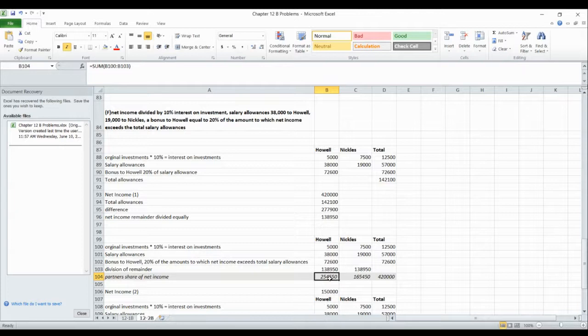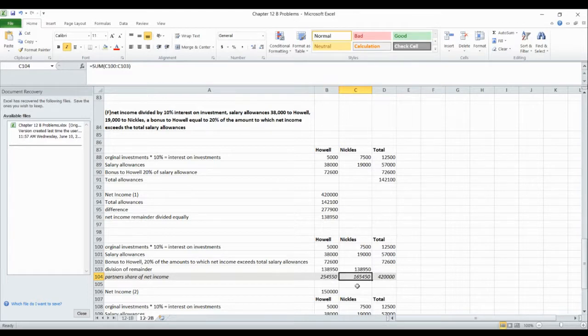Then Hal's share of the net income is going to be $254,550. Again, this was the original investment plus the salary allowance plus the bonus plus the division of the remainder that went to each partner, which will give you $254,550 as Hal's share of the $420,000 net income.